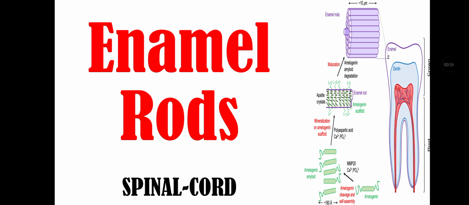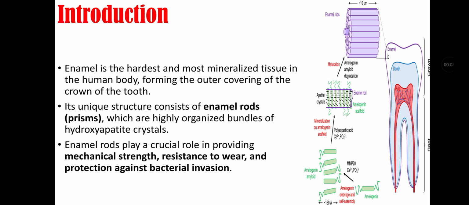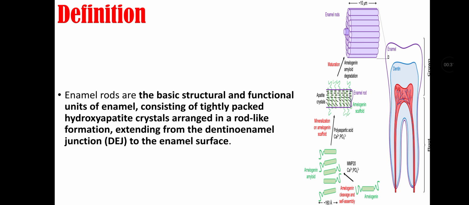So let's start our topic with introduction. Enamel is the hardest and most mineralized tissue in the human body, forming the outer covering of the crown of the tooth. Its unique structure consists of enamel rods or prisms, which are highly organized bundles of hydroxyapatite crystals. Enamel rods play a crucial role in providing mechanical strength, resistance to wear, and protection against bacterial invasion.